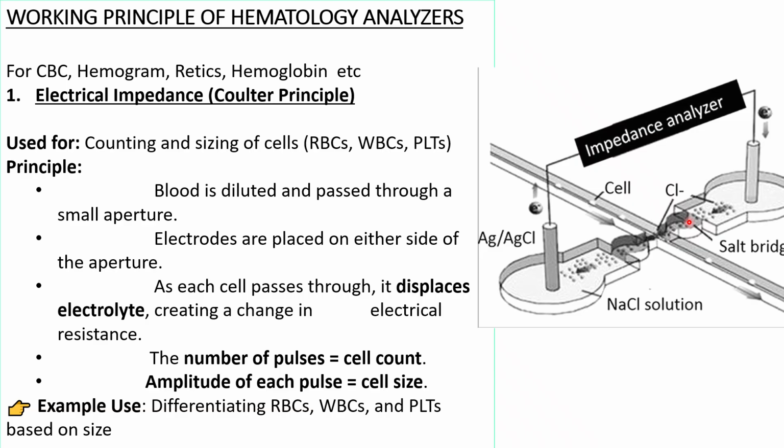The amplitude of each pulse is related to the size of the cell. So here, if a platelet passes through this aperture, it creates a pulse of a smaller amplitude, while a WBC will create a pulse of a greater amplitude.